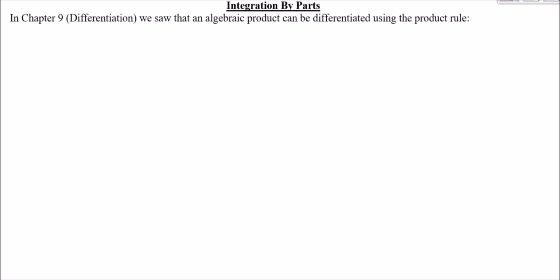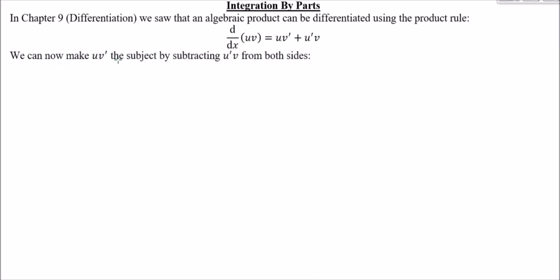Well, in chapter 9, which was differentiation, if you recall, we saw that an algebraic product can be differentiated using what was the product rule. So to summarize and take you back to that, the product rule says that if you're trying to differentiate a product with respect to x, where the product is some function u of x multiplied by some function v of x, then we can simply take the product of u multiplied by the derivative of v, then add to that the derivative of the function u multiplied by the function v.